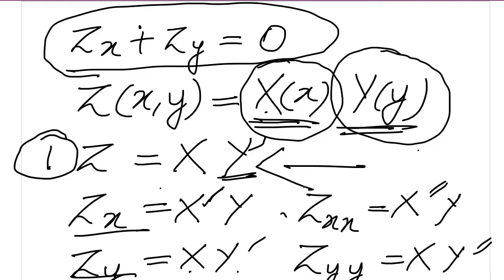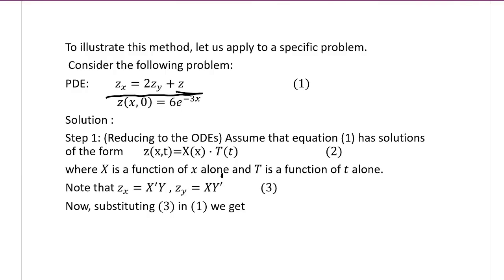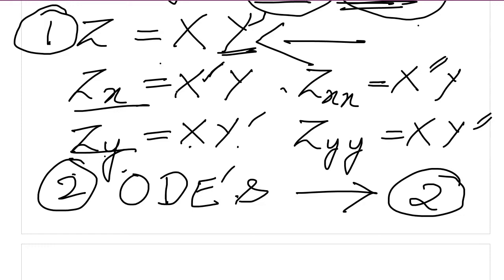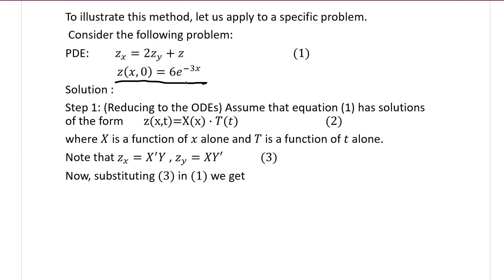Okay, so let's just look at a question here. Just consider this question. Let us consider a partial differential equation zx equal to 2zy plus z, with the boundary condition z of x, 0 equal to 6 times e raised to minus 3x. Now let's see how we can solve this.